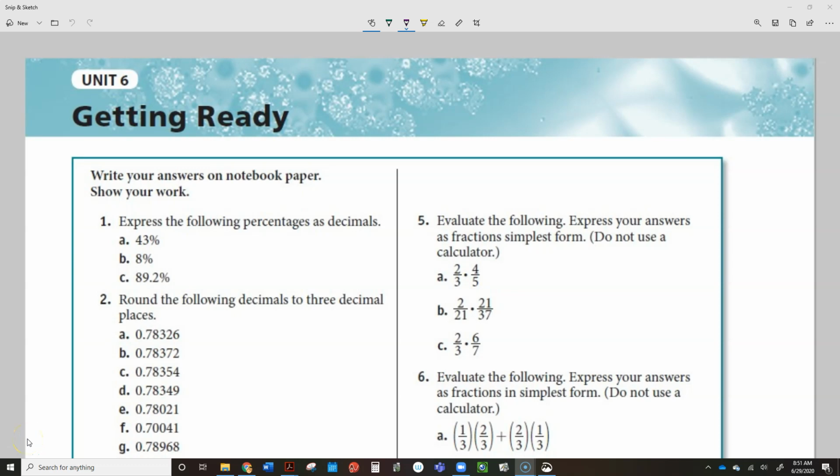This is the Unit 6 Getting Ready. I'm going to work these problems with you to make sure that you are ready for what you need to know in Unit 6.